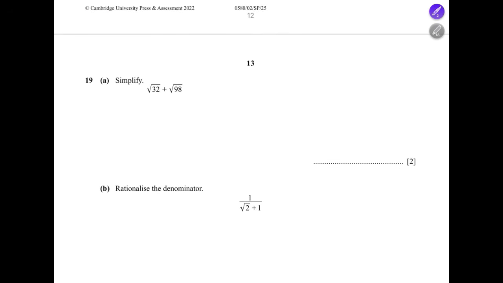Simplify square root of 32 plus square root of 98. Now you cannot directly simplify them because these are not root numbers. You cannot do that. So let's see how we can do that.